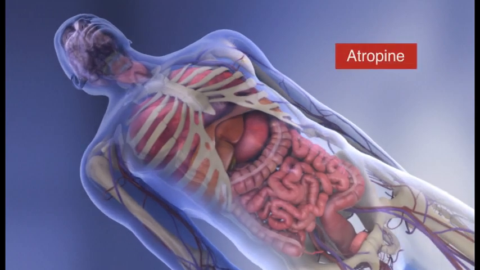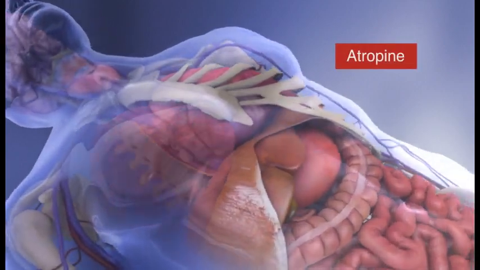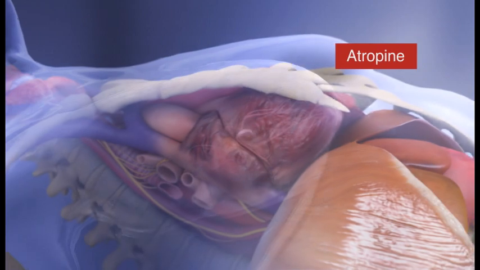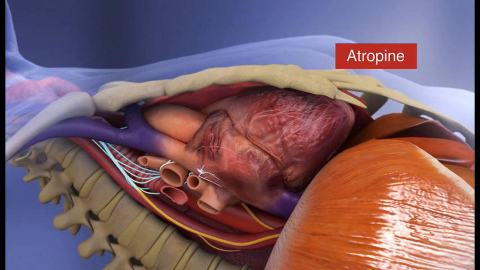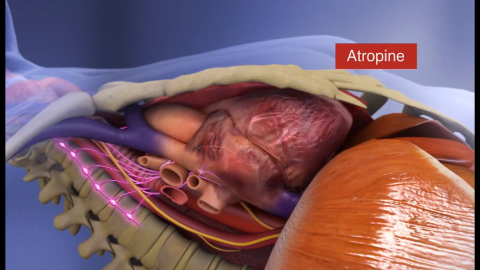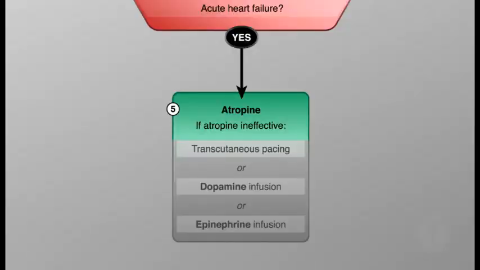Classified as an anticholinergic drug, atropine is effective for the treatment of certain types of bradycardia. For example, if the vagus nerve stimulates the heart, the patient's heart rate will slow. Atropine blocks the action of the vagus nerve, causing the heart rate to increase. If atropine is ineffective, prepare for transcutaneous pacing or consider dopamine or epinephrine infusion.